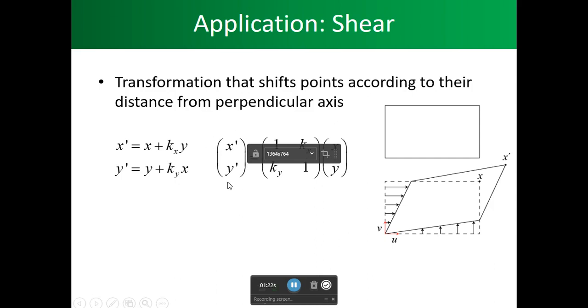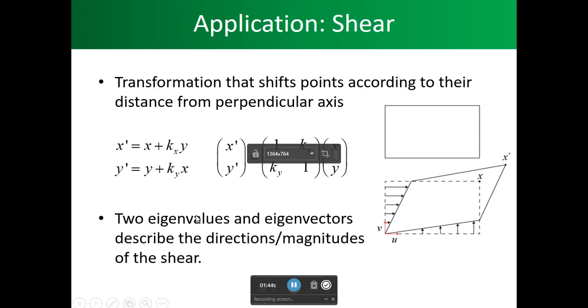And so these are the two equations, and this is it in matrix form. As you can tell here, you have a diagonal of 1, and the only values that are going in are the kx and the ky. The eigenvalues and eigenvectors describe the directions and magnitude of this shear. Okay?